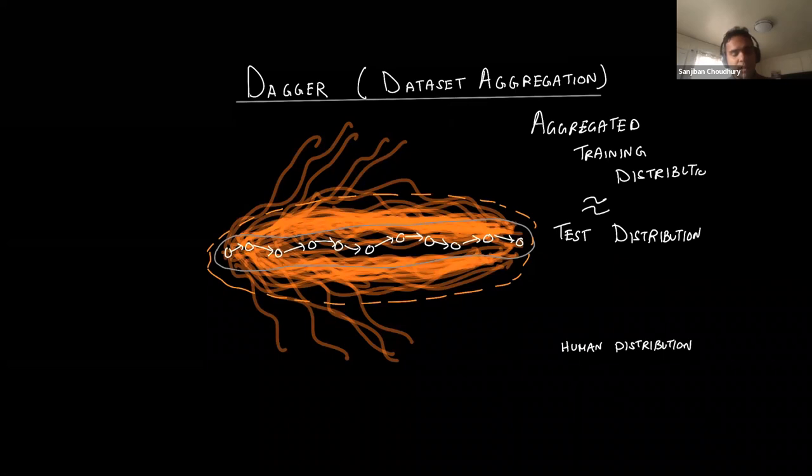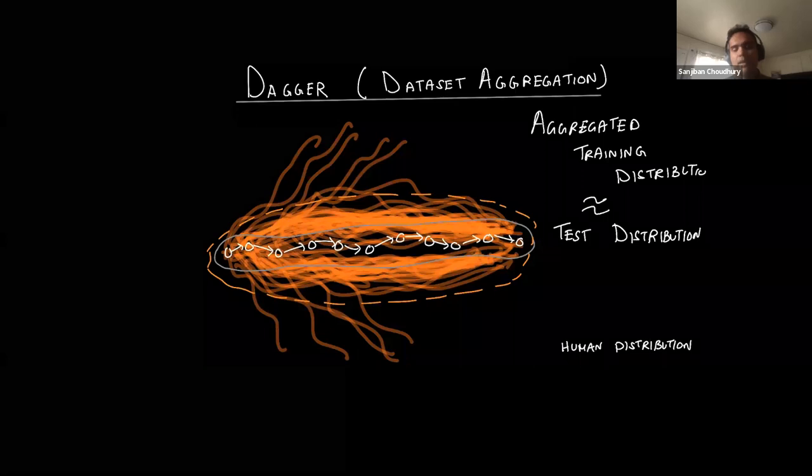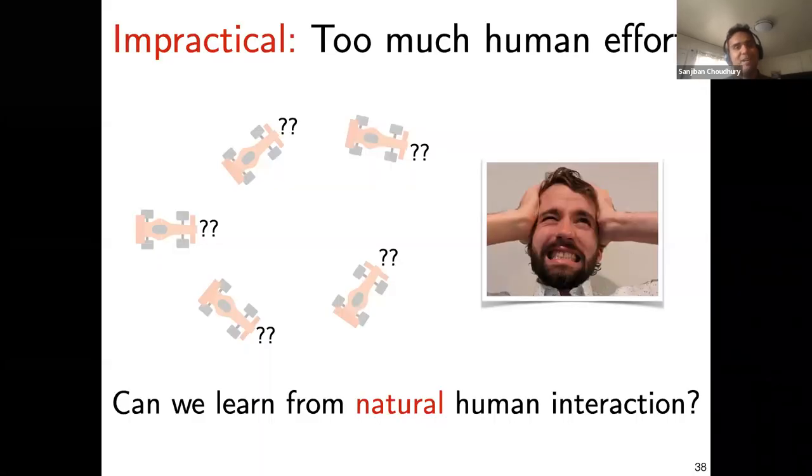But if we think about DAGGER, not from the lens of its computational qualities, but we look at this algorithm that we just talked about from the lens of practical utility as a practical imitation learning algorithm, there's a problem, right? So, ask yourself, if you were the human and the robot kept asking you at every situation for what to do, this is going to be super annoying, right? It's not only a lot of strain and effort. Sometimes it's unsafe for humans to give feedback when the robot's driving.